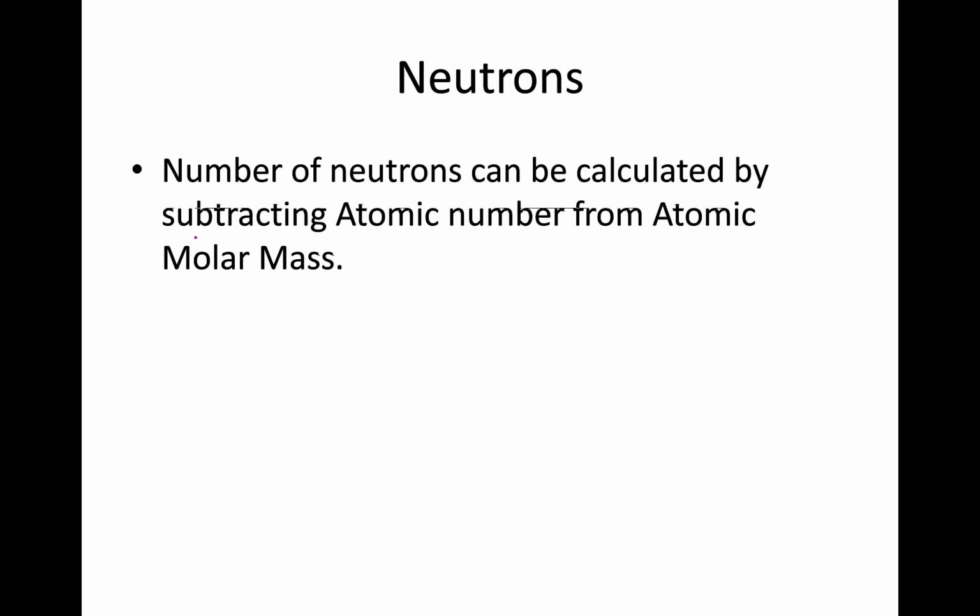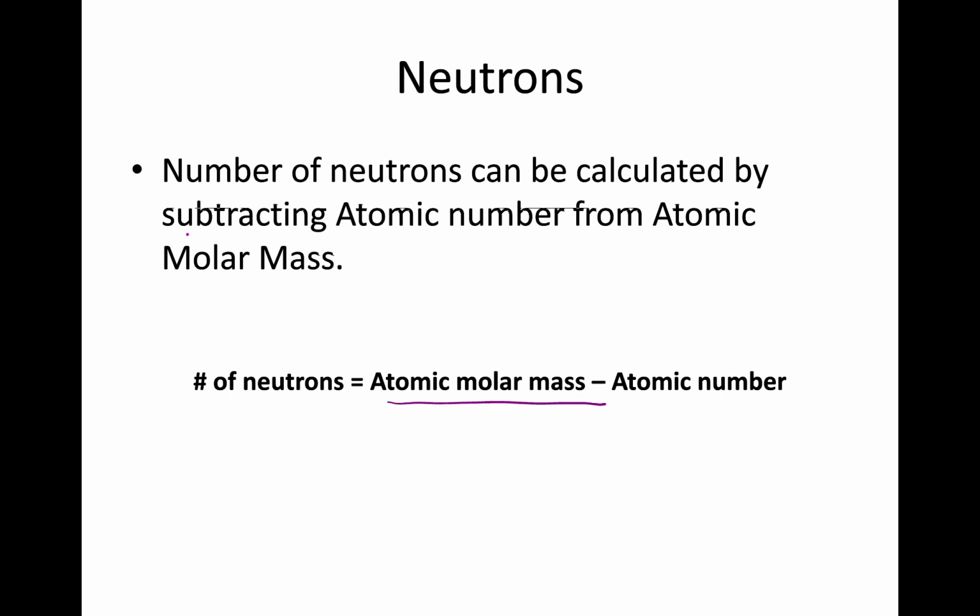So if you want to find the number of neutrons, it's always going to be the atomic molar mass minus your atomic number, because we know that atomic number tells you how many protons you have, and the mass is protons and neutrons together. This is just another way of showing it, because again, we know that the atomic molar mass is both of these together. So if you take away just your protons, you would be left with your neutrons.